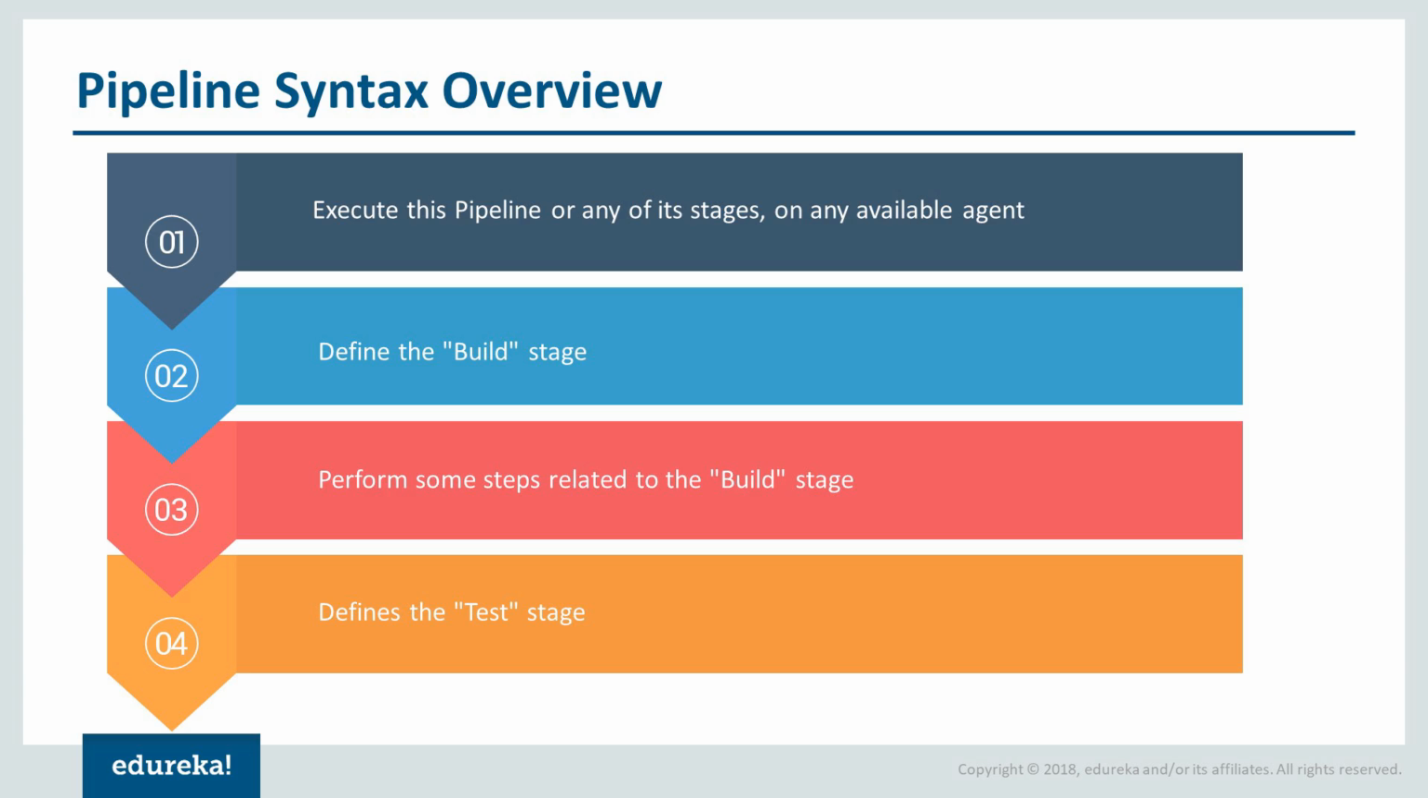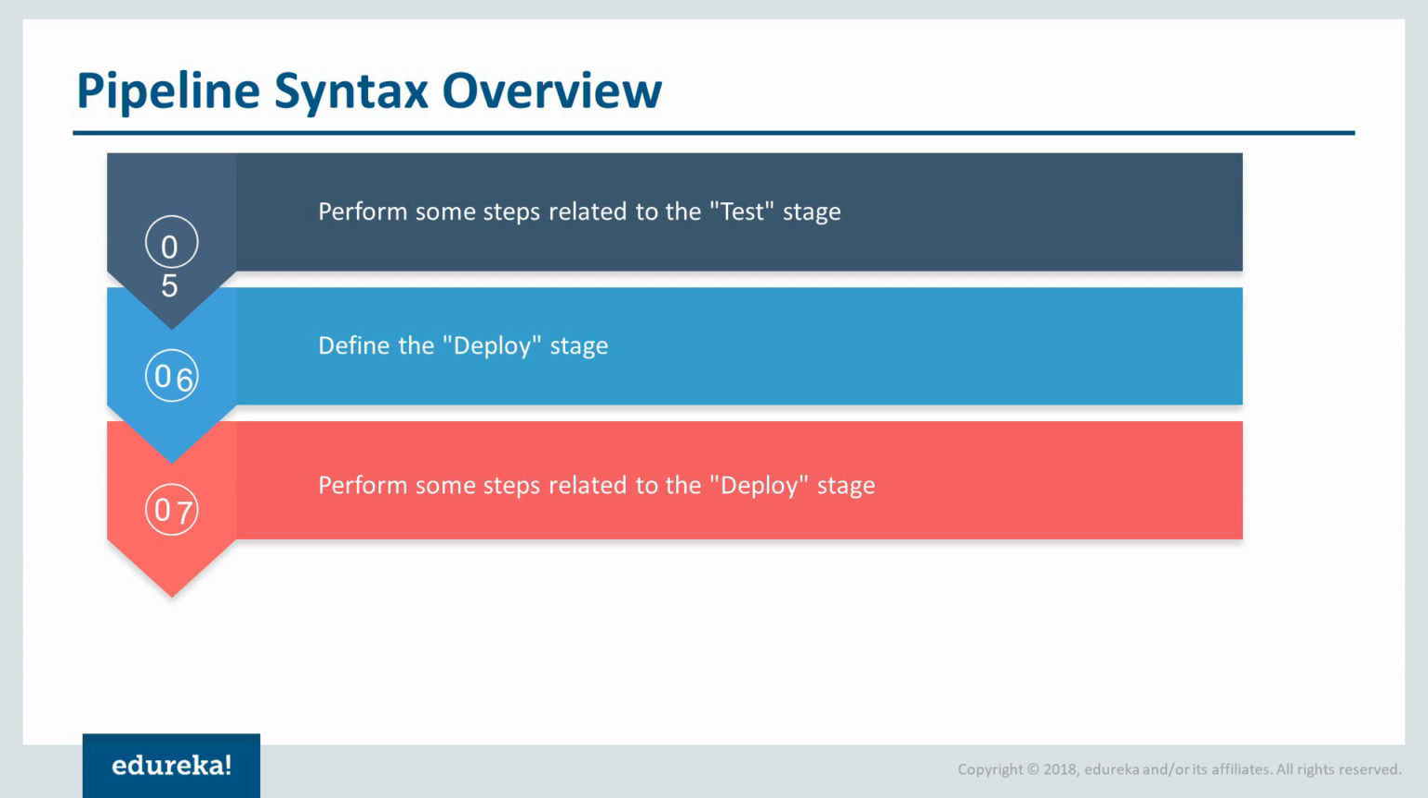Next would be the test stage. Again, pertaining to the test stage, you will have some test related things. Maybe, let's say, Maven test, or some JUnit testing or Selenium testing steps, you can define over here. Once that is done, you define a deploy stage, and then you perform some deploy related things.